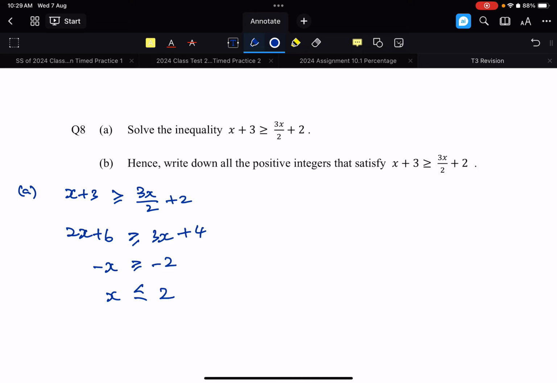Okay, so hence write down all the positive integers, right? So all the positive integers will include: 0 is not positive, 1, it can be 2. There you go, it's just 1 and 2. Okay, right, moving on. Next one.